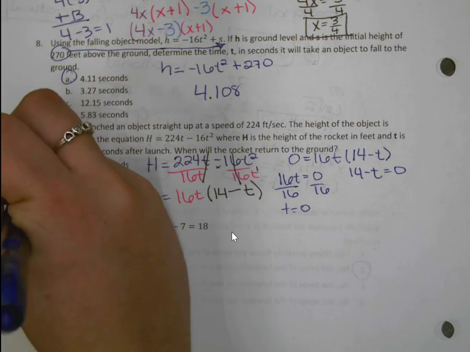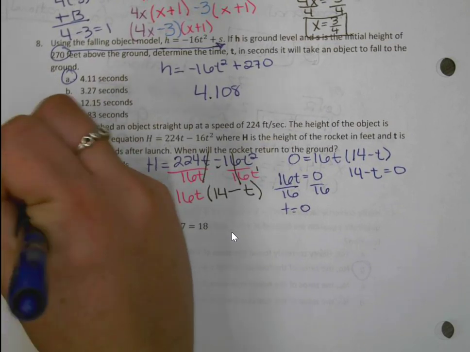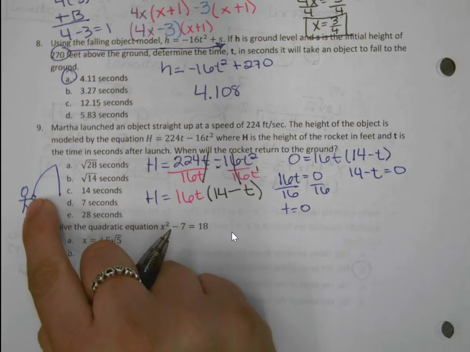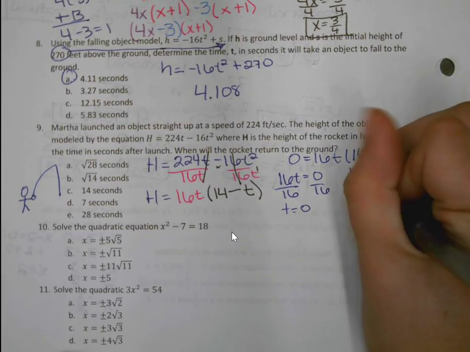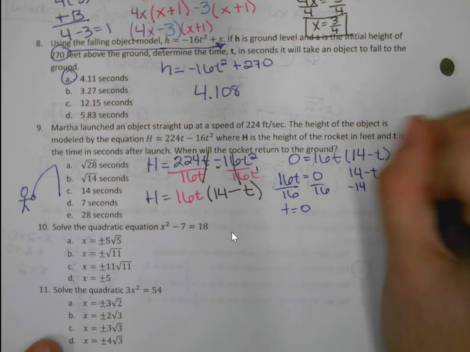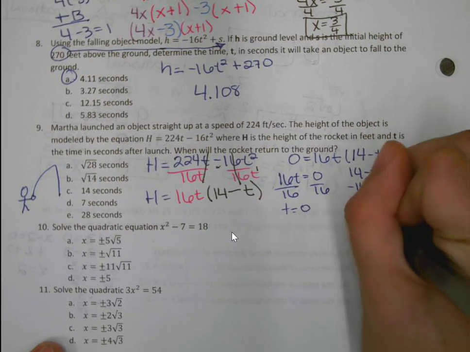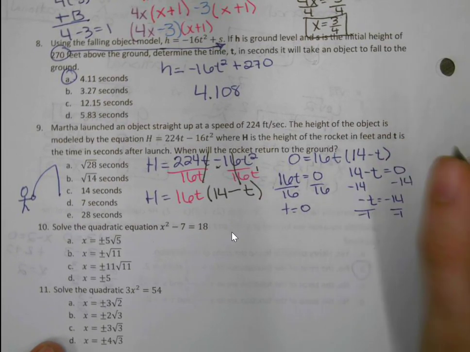This girl is standing, and she throws an object, and then it falls back down to the ground. So, it starts in her hand, and then it goes back down to land. On the second equation, though, when I go to solve it, I get negative t equals negative 14. Divide by negative 1. I get t equals 14.